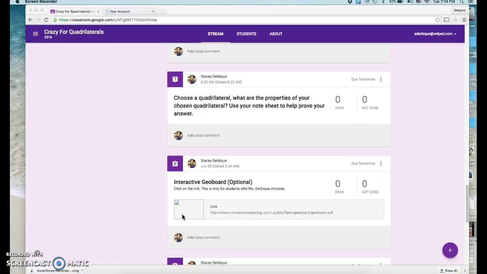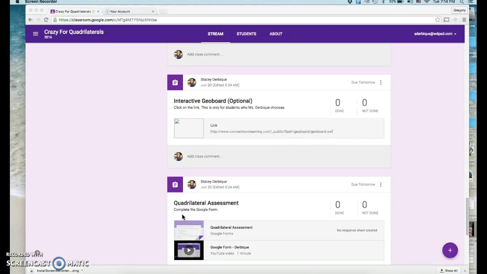The interactive geoboard is going to be optional, and this is only for students that I have chosen. This is what my learning object was, and I will be using this during small group, and students can use this as well. This could take the place of one of the Google Draw assessments. If I felt that students were struggling, I would use this to help them through learning the different types of triangles, angles, and quadrilaterals.